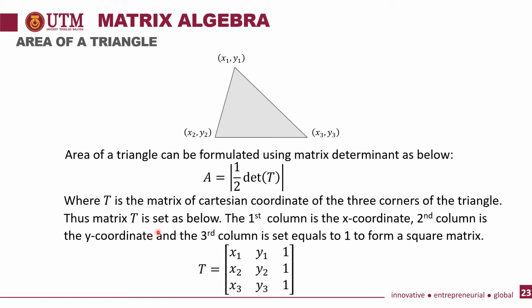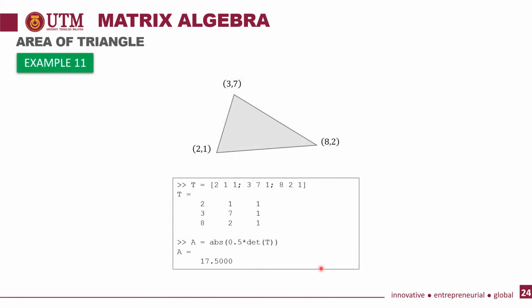Thus, matrix T is set as below. The first column is the x coordinate, the second column is the y coordinate, and the third column is set equal to 1 to form a square matrix. In order for us to use determinant, we must have a matrix with equal rows and equal columns. But we only have 2 data of coordinate, which is x and y. So in order to create a square matrix with the same rows and columns, you can just put 1.